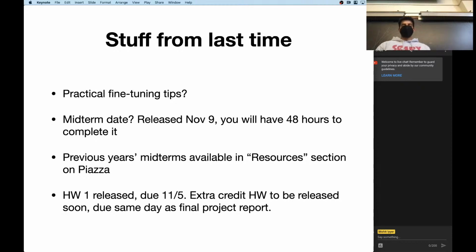Okay, so before we get started, someone had asked for practical tips on fine-tuning, say, a BERT model or a Roberta model. One of the TAs just posted on Piazza a bunch of tips. He's an expert on this stuff, so if you have any questions, just ask in that thread about how you can make your models perform better or be more efficient. It should be pretty useful for the homework question as well, which requires you to train or fine-tune one of these models on your data set.